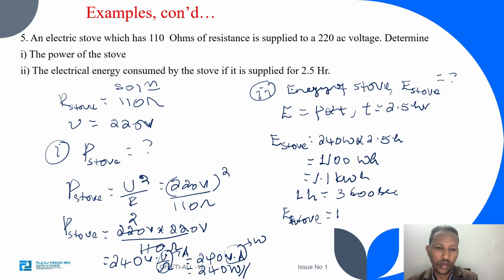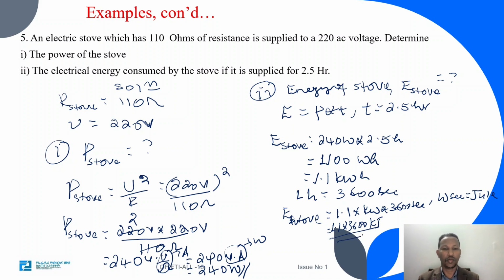So for this stove, the energy is equal to 1.1 times kilowatt times 3600 seconds. So which is watt times second, which is joule. So we can have 1.1 times 3600 kilojoules, because watt second is equal to joule. So using kilowatt hour or kilojoule, we can express the energy consumption of the stove.